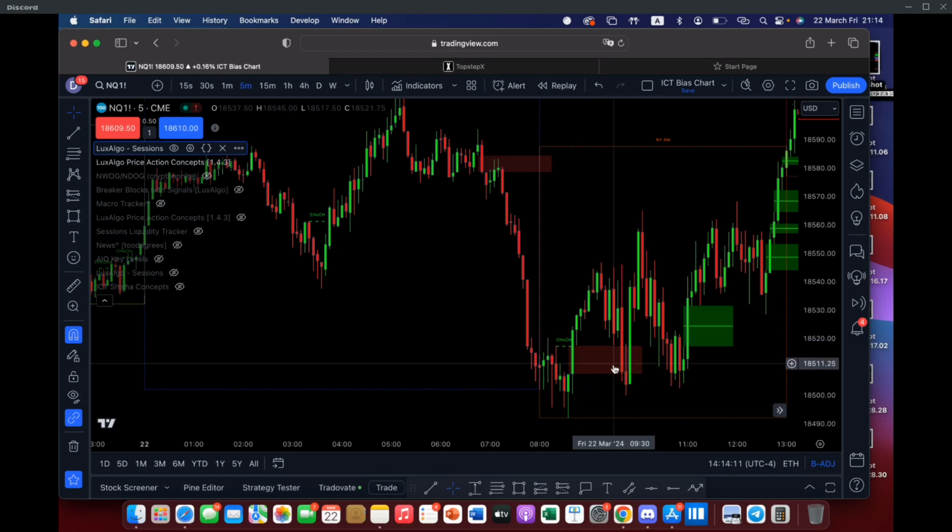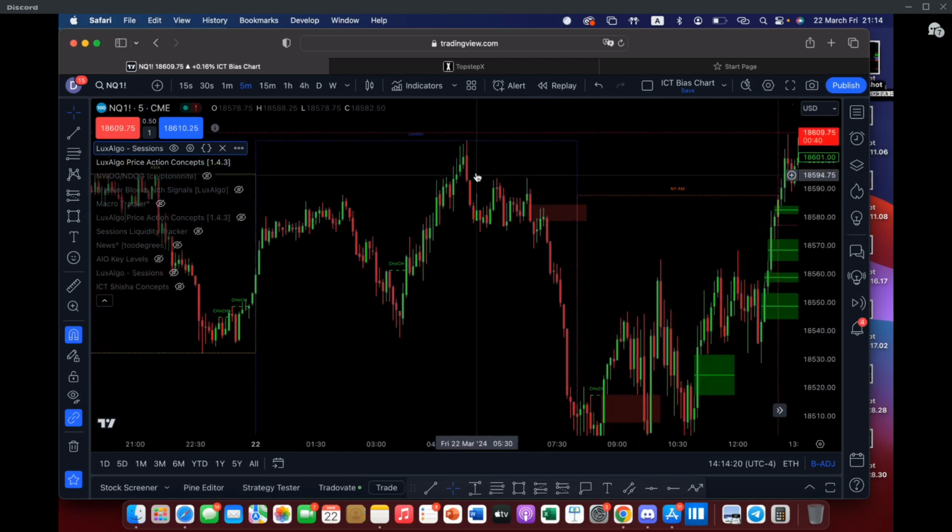But you just enter anywhere inside this FVG. Even the midpoint of this FVG is a very important place. You can enter at the start of this FVG. Similar thing here, these are big FVGs.